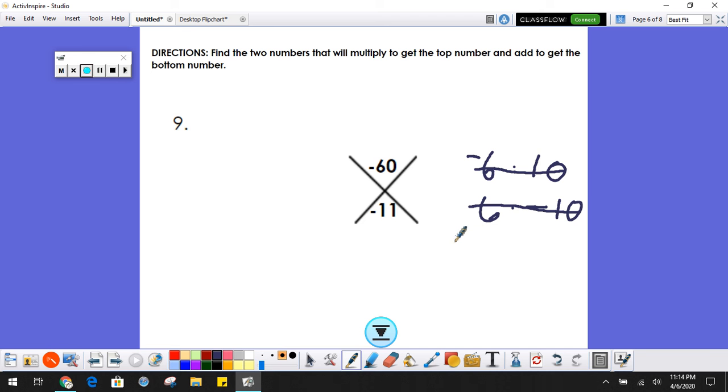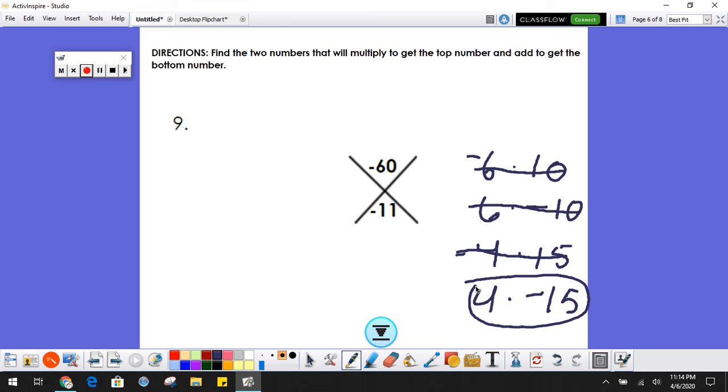The next thing that I think of to get 60 is 4 times 15. So I could have negative 4 times 15 or 4 times negative 15. If I add together negative 4 and positive 15, I get positive 11. I'm getting closer. If I add these 2 together, 4 and negative 15, I get negative 11. So those are the 2 numbers that I need. 4 and negative 15. That's the answer to number 9. You can pause it and do number 10, or you can keep watching for number 11.